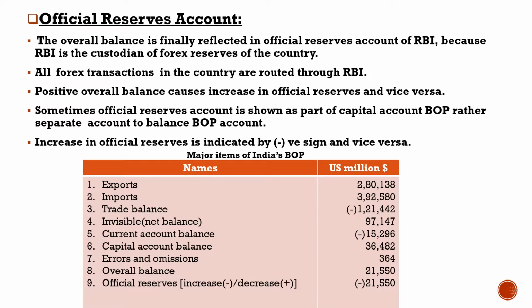First, our exports are 2,80,138 and our imports are 3,92,588 and our trade balance comes to be 1,21,442. Friends, there are our invisible net balances, that is 97,147. Now our current account balance is 15,296. Here is our capital account balance, that is 36,482. And after errors and omissions, it is 364. Our overall balance is 21,550, which is considered as official reserves. And because it is positive, it is considered in negative sign, that is negative 21,550.